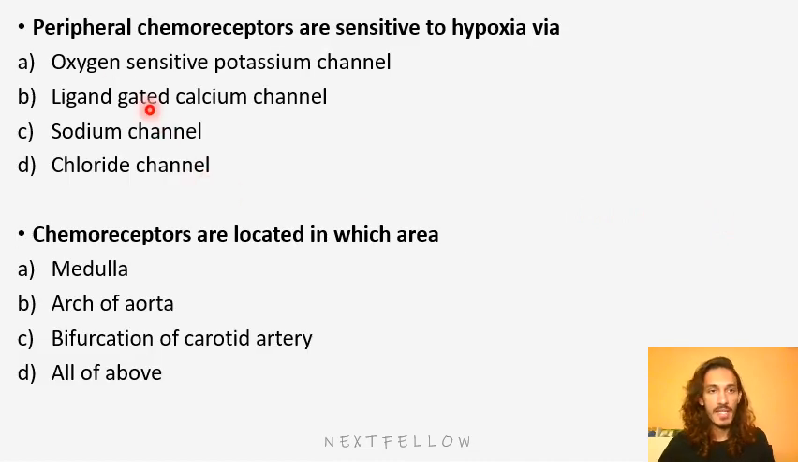So we can take a look at the questions here. Peripheral chemoreceptors are sensitive to what? Chemoreceptors are located in which area? So what is a chemoreceptor? Where is it located? How does it act? So these are some basic questions we need to ask ourselves.